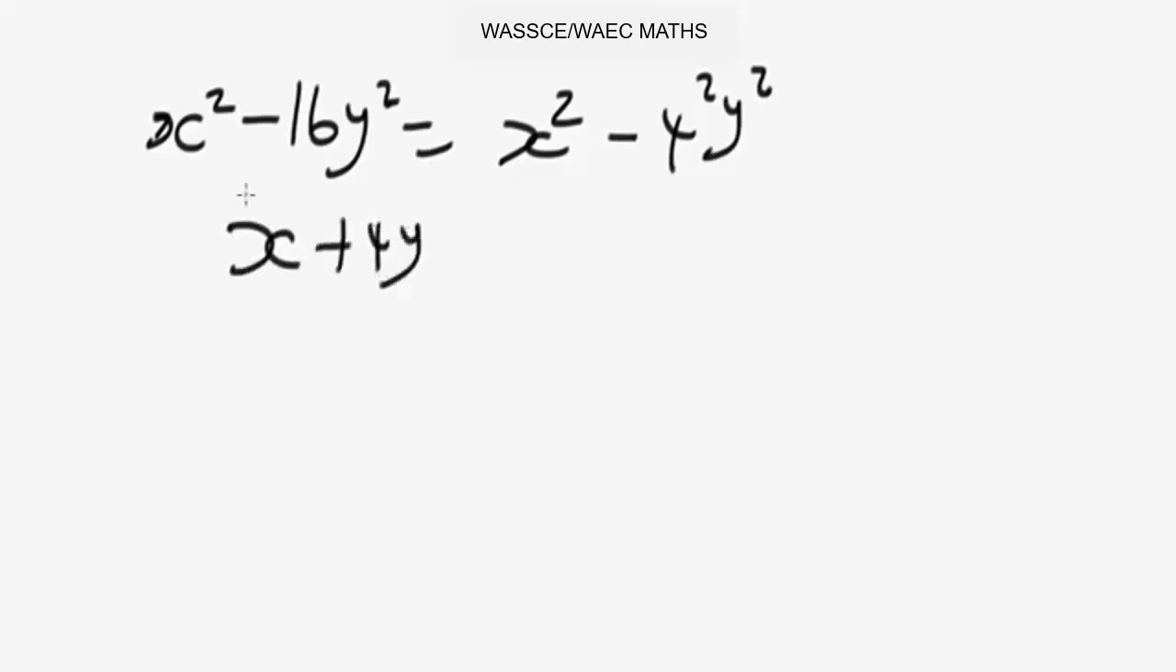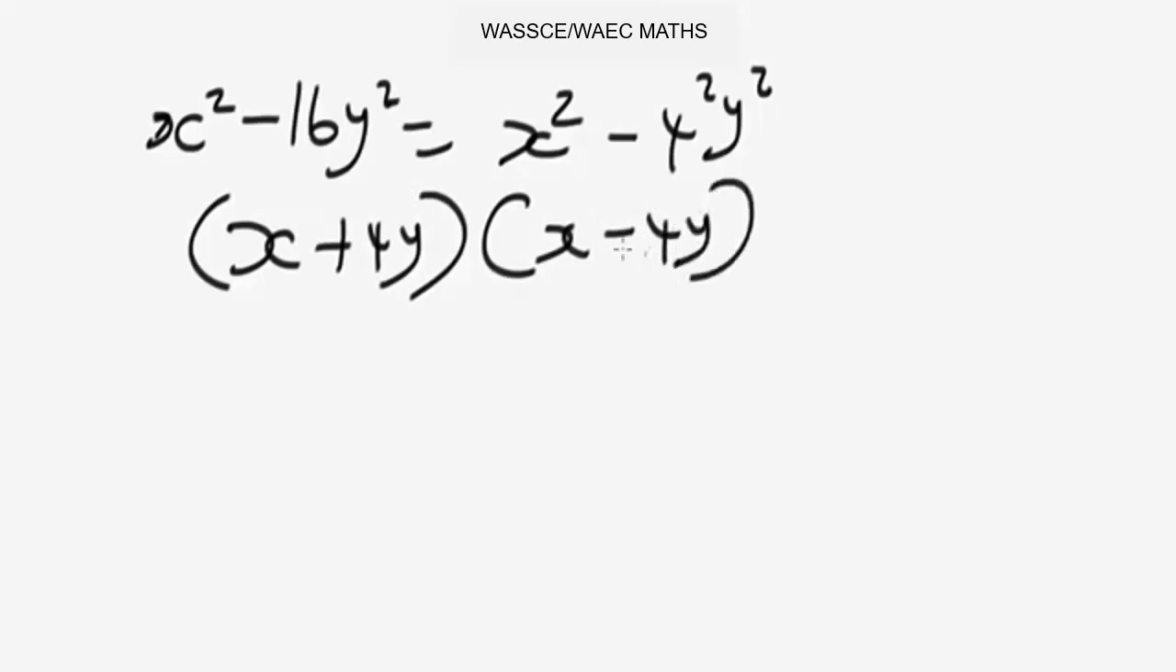Okay, looking at this question, you will know that you apply difference of two squares to it. So when you apply difference of two squares, this is x square minus 4 square y square. Now that we have done this, our final result will be x plus 4y, and open the bracket, x minus 4y. So that will be the answer to this question. When you multiply everything here, we get back to this.